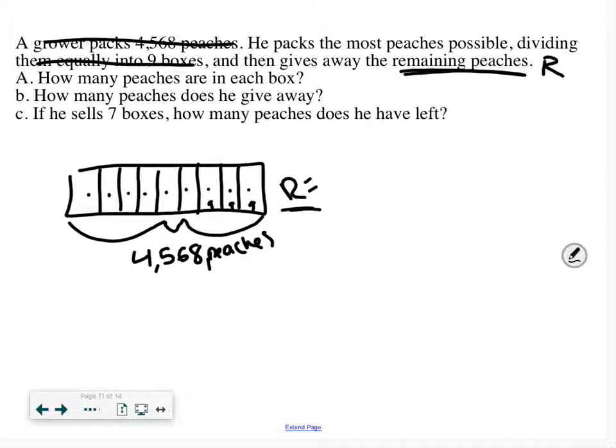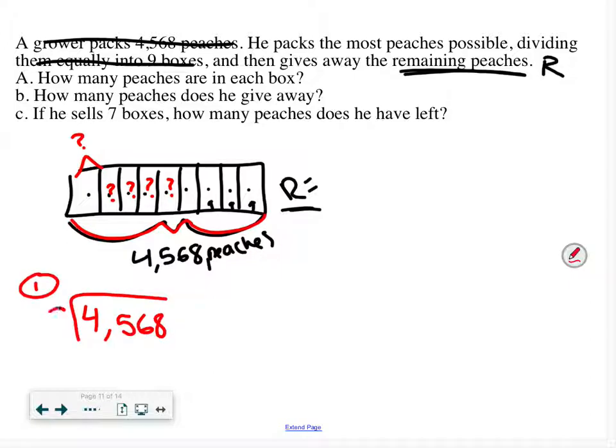Okay, I'm going to stop right now, and I'm going to look at my first question. How many peaches are in each box? That means that I'm going to know how many are in each of these individual boxes. So I'm hoping that you're looking at this problem and realizing that I have a whole, and then I'm trying to split it into equal groups, which is what we would do when we divide. So my first, and I'm going to number that so I know, and I'm going to divide it by 9.